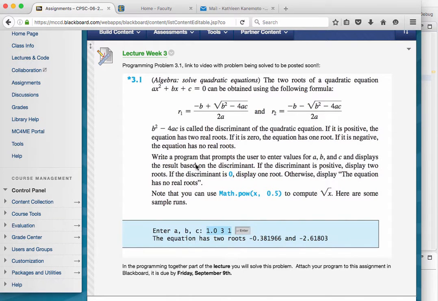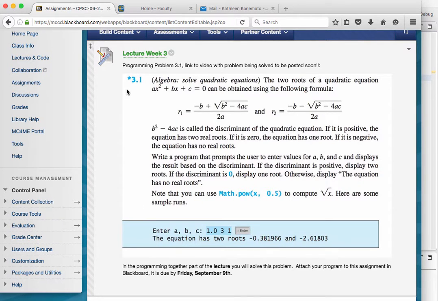Write a program that prompts the user to enter values for a, b, and c and displays the result based on the discriminant. If the discriminant is positive, display two roots. If the discriminant is 0, display one root. Otherwise, display the equation has no real roots. That'll be the easy one. Note that you can use math.pow with two parameters, so we send it two arguments, to compute the square root of x. Here are some sample runs, and they give us some sample data.